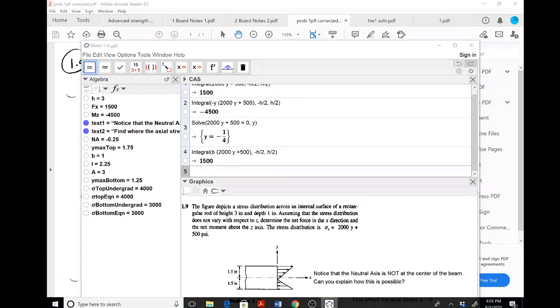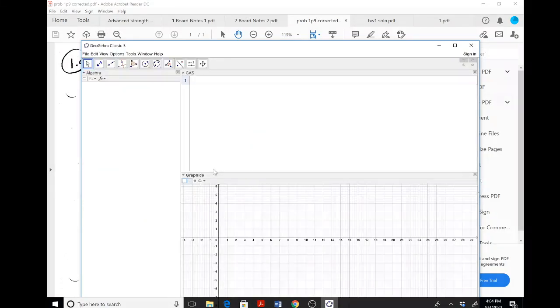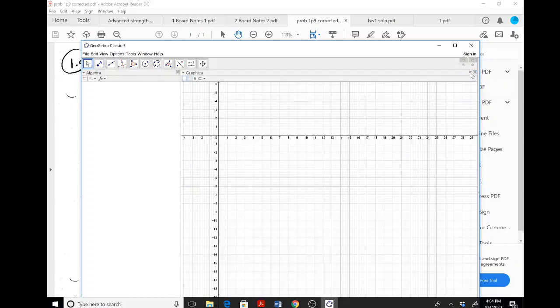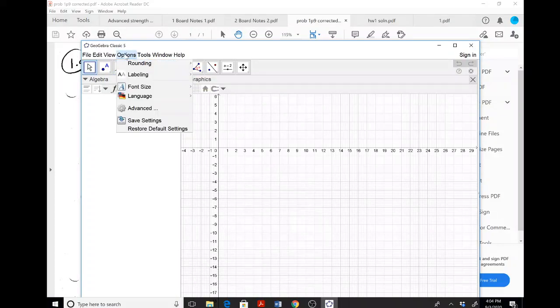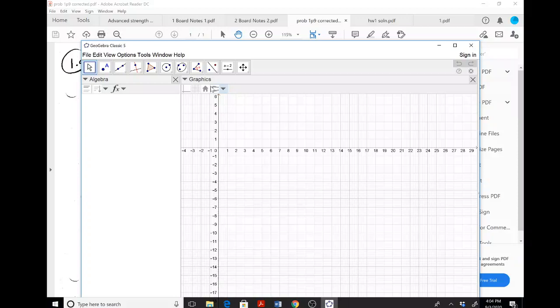Okay, so how do we do this? So we'll start off a new file here. And as always, I like to make the font bigger. You don't have to do that, but for a video it makes sense. And this one you should do. Turn off the new labeling on objects.